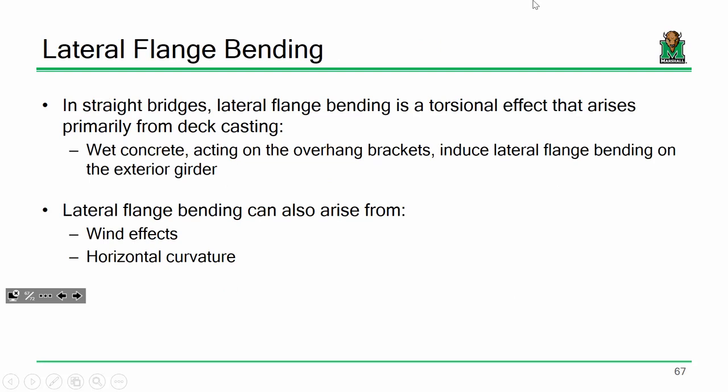Now, why did I go on this tangent about beam columns? It's because of a phenomenon known as lateral flange bending. And I think I've mentioned that in here before. Lateral flange bending is a twisting effect that we get in steel I shapes. One big result that it comes from is deck casting.